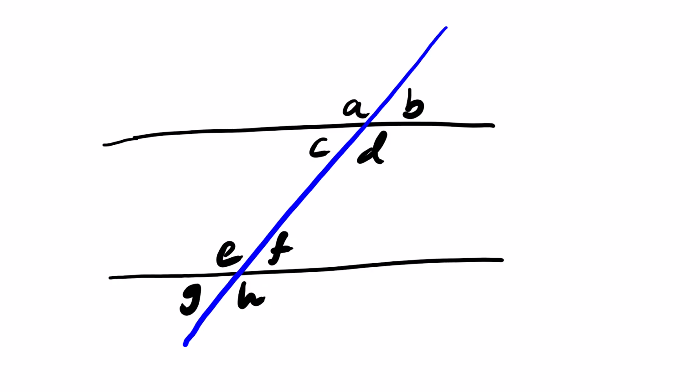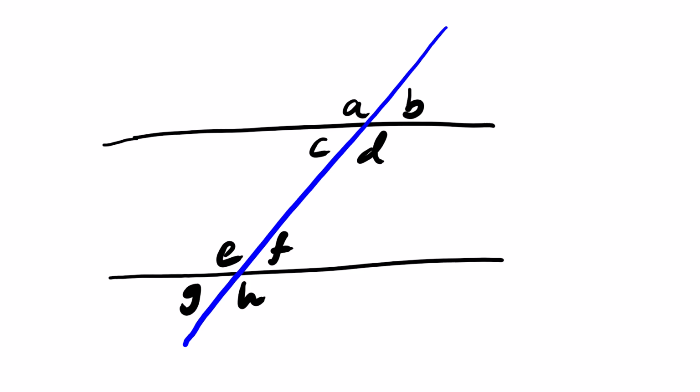Today's lesson is based on parallel lines and transversals. We will be looking at angles formed by transversals and these parallel lines. Let's look at this diagram. We look at all the angles formed by this transversal and parallel lines. We have angles A, B, C, D, E, F, G, H.